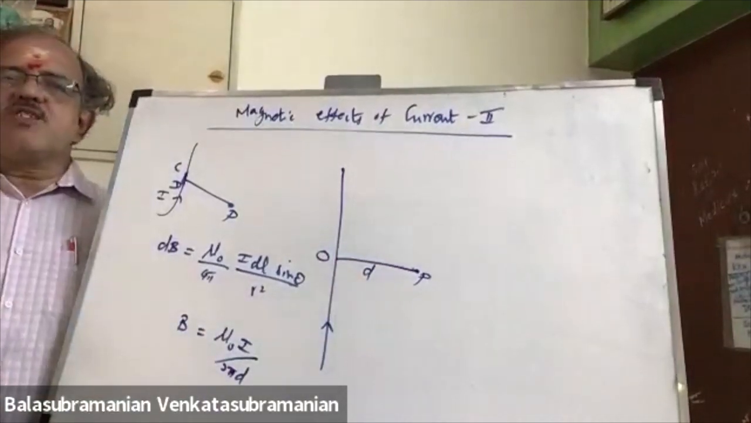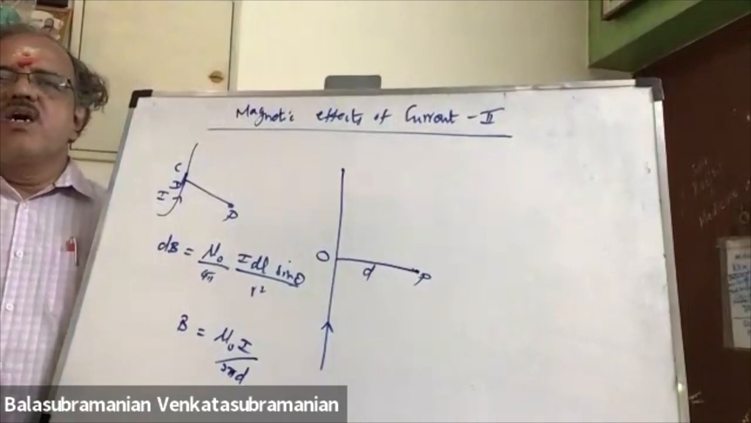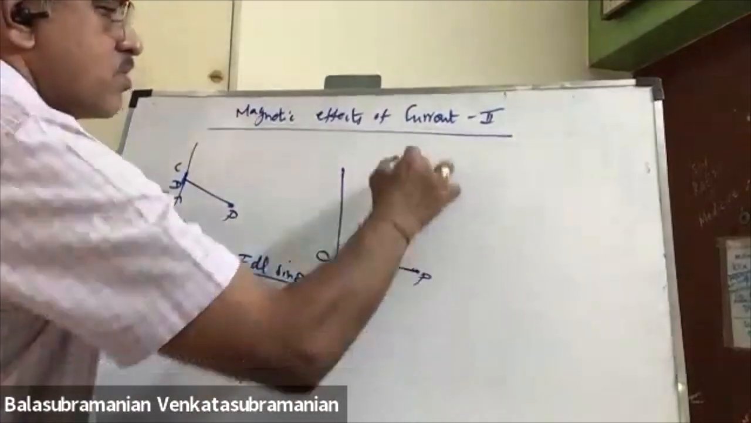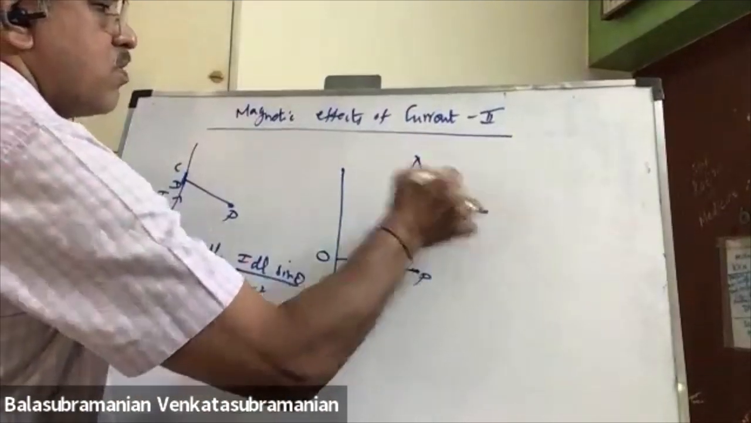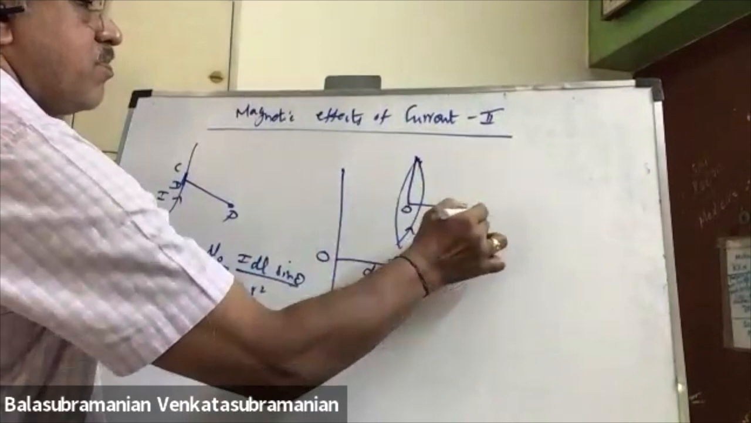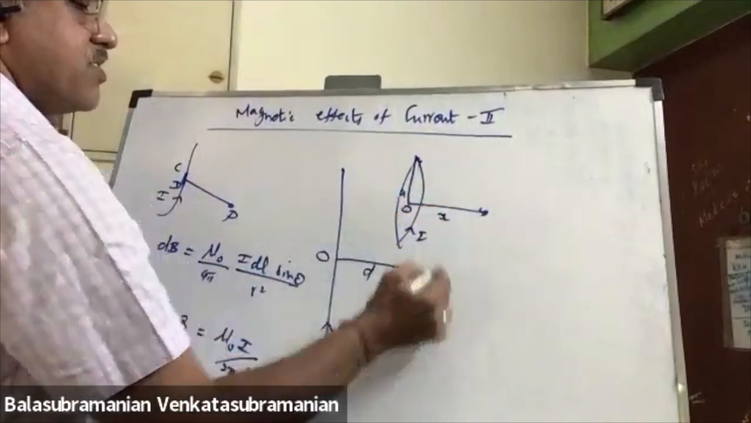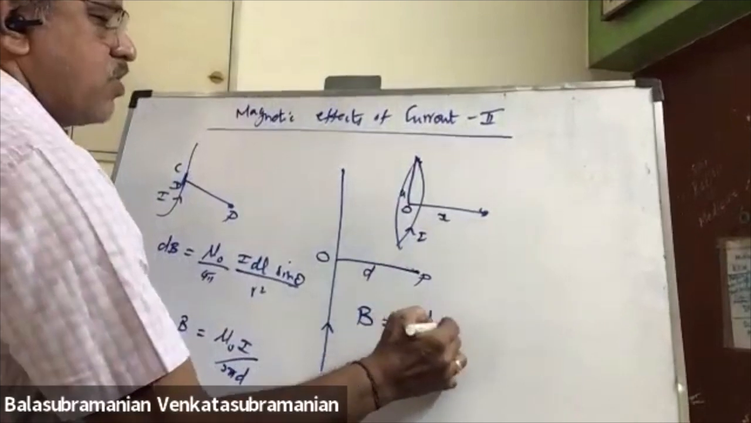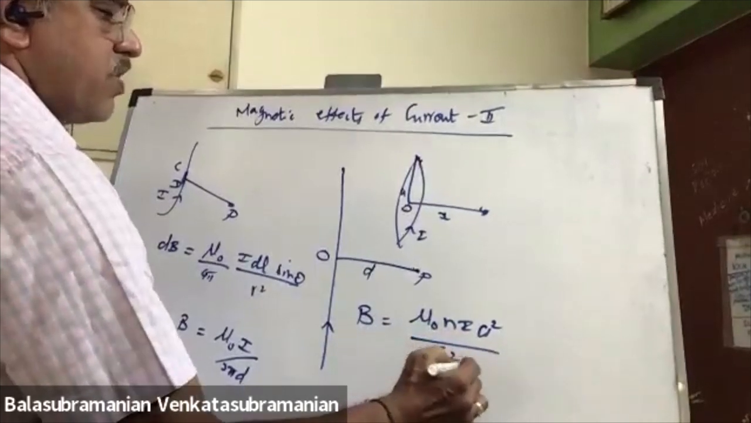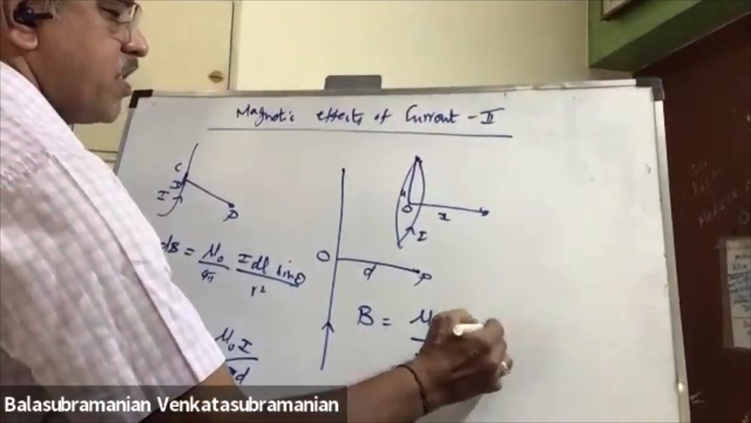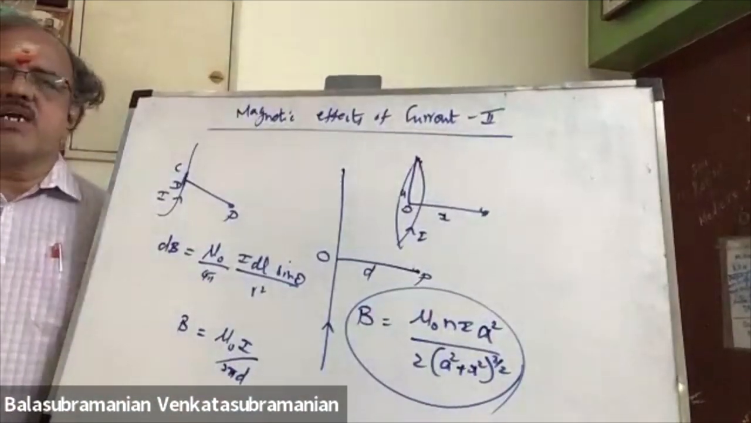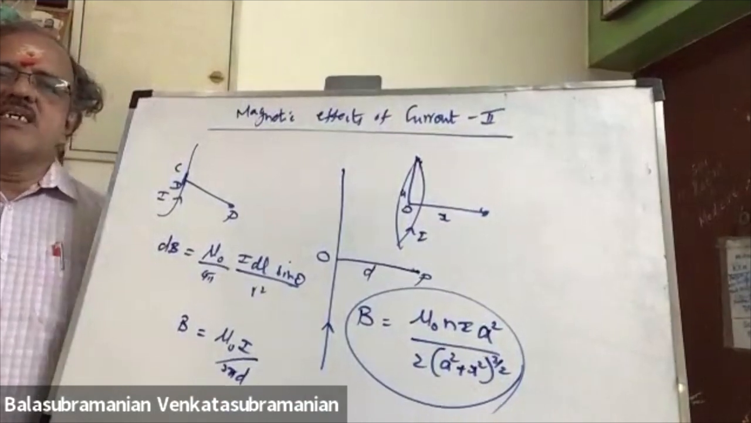And the second application is the magnetic field of induction along the axis of a circular coil carrying current. Center, radius A, distance X. So B is equal to mu naught N I A square by 2 into A square plus X square whole power 3 by 2. This is the magnetic induction at a point due to an N-turn circular coil.